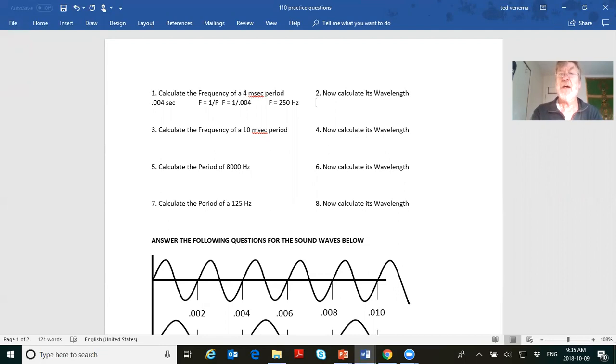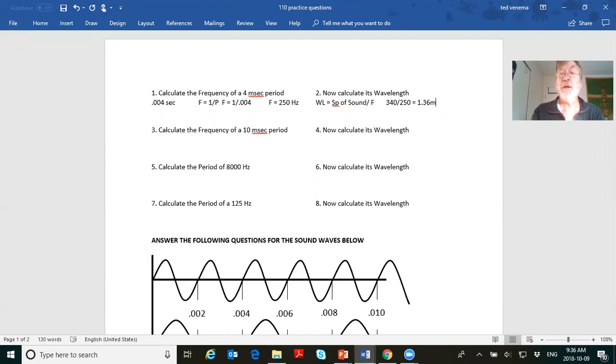Over to number 2. Now calculate the wavelength. Well, what did we say wavelength was? Wavelength is equal to speed of sound over frequency. So what's the speed of sound? 340 meters per second divided by the frequency, 250. Get your calculator out. 340 divided by 250 is equal to 1.36. 1.36 what? 1.36 meters, because you've got to keep meters over meter, 340 meters per second.